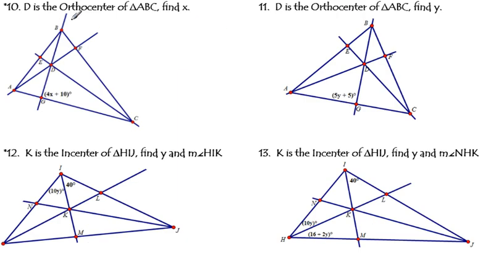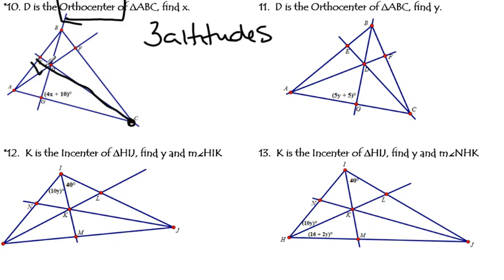Okay, number 10, it says that D is the orthocenter. An orthocenter is 3 altitudes in a triangle, and an altitude connects a vertex to the opposite side at a right angle. So this is a right angle, this is a right angle at F, and this is a right angle at G. So that's what gives us what we need, the fact that 4x plus 10 is a right angle. So 4x plus 10 is equal to 90 degrees.